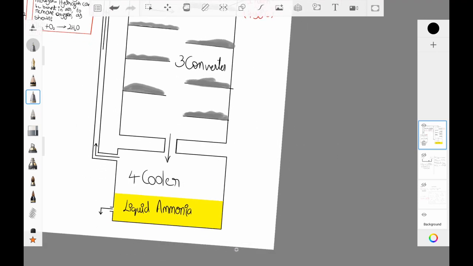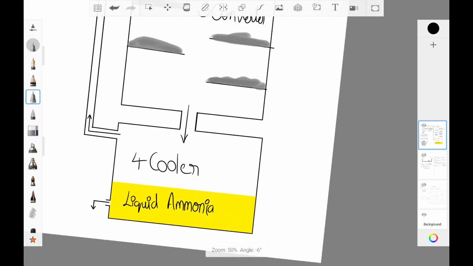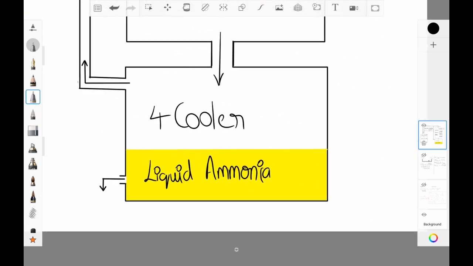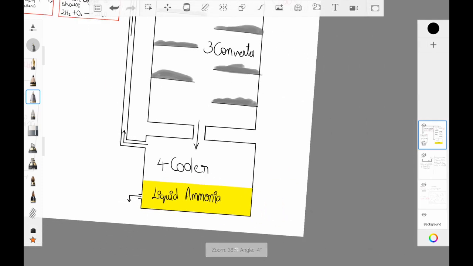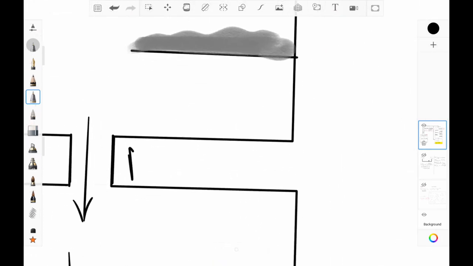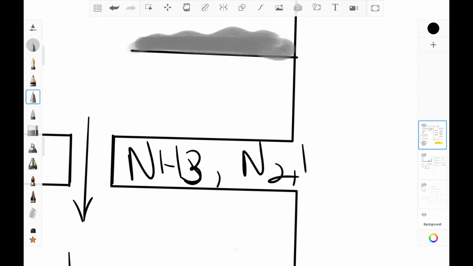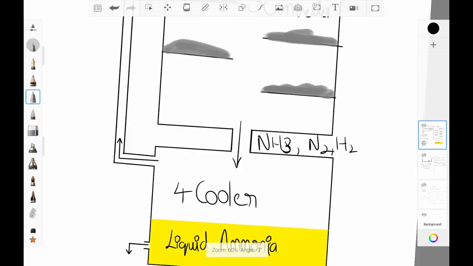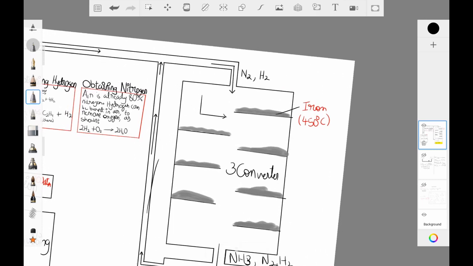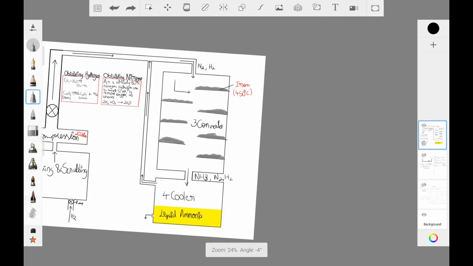Right, so then the ammonia is cooled in the fourth chamber, where it's condensed, and you basically have liquid ammonia, which can then be tapped off. Now, at this point, you'll have your NH3, obviously, but then you'll also have some unreacted nitrogen and hydrogen gas. And these unreacted gases can actually then be reused through this pipe, where they come back into circulation and can be converted again.